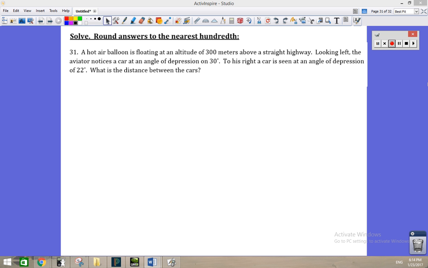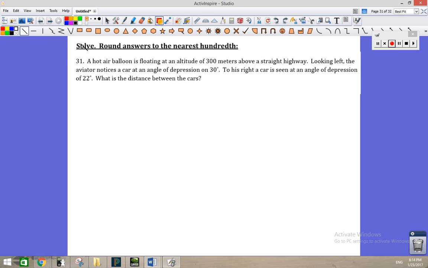To his right, a car is seen at an angle of depression of 22 degrees. What is the distance between the cars? So let's draw a picture of what we have going on here.